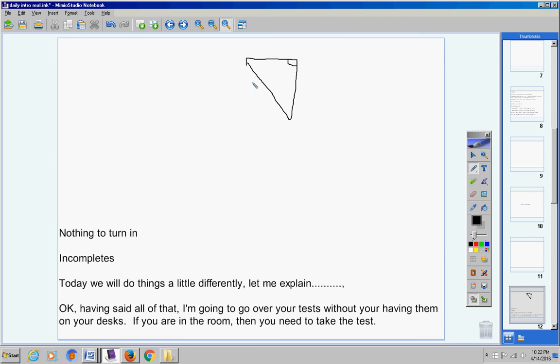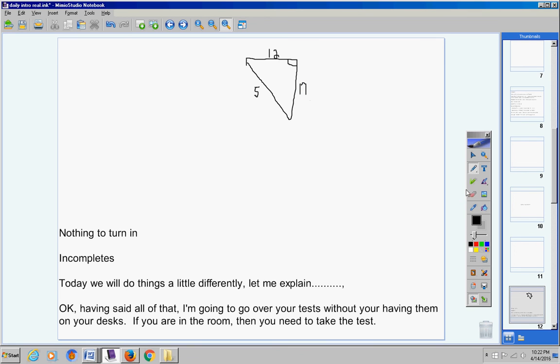And you're given a number right here. It's 5. So, do you notice for all of these problems there's no answer blanks? Do you see that? So where do you put your answers? You write your answers on the triangle. So you find the length of this side here. Let's pretend it's 12. Then you put a 12 right here. When you find the length of this side, let's pretend it's 17. Then you put a 17 here.